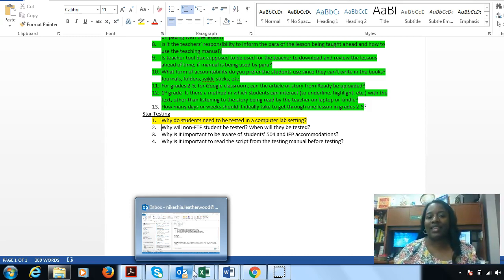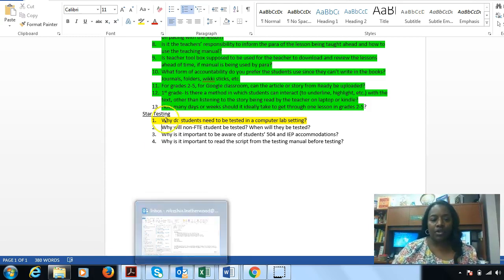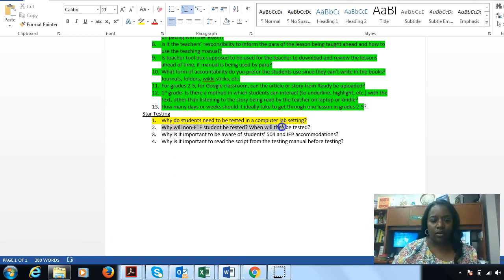So just having that setting, knowing that only one group is going at a time, helps us. Kids are not distracted by noises and nuances in the hallway. Anything could be going on. So the lab setting for this assessment is the best. Number 2, why will non-FTE students be tested? When will they? I think it's saying, why will they not be tested?